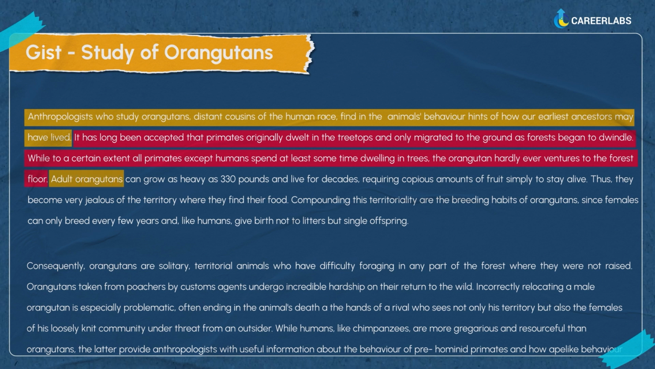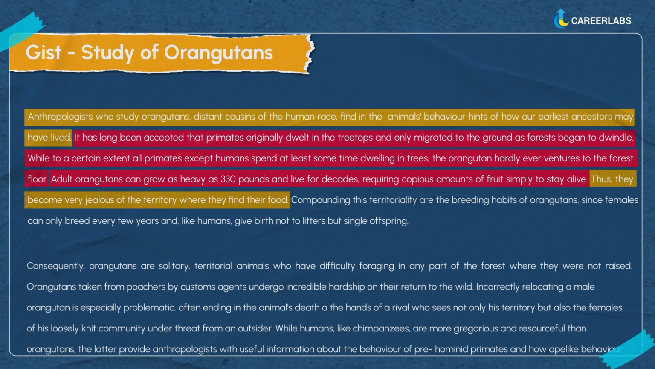Next line, adult orangutans can grow. Again, this line is a piece of information about how the adult orangutans can grow. So we'll skip it. Then we have thus. Okay, so generally we use thus to conclude or give an opinion on something, and that is why we'll read this sentence completely. Thus, they become very jealous of the territory where they find their food. Now the last line, compounding this territoriality, is the breeding habits. Okay, so this line indicates that we're discussing the breeding habits of orangutans, which contribute to their territoriality. Again, it's information, so we'll skip it.